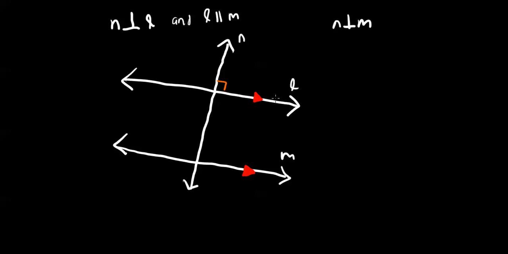The final theorem for this section is Theorem 3.9, the perpendicular transversal theorem. The theorem states, in a plane, if a line is perpendicular to one of two parallel lines, then it is also perpendicular to the other. So when we look at this diagram, if N is perpendicular to L, and L is parallel to M, then we can conclude that N is also perpendicular to line M.